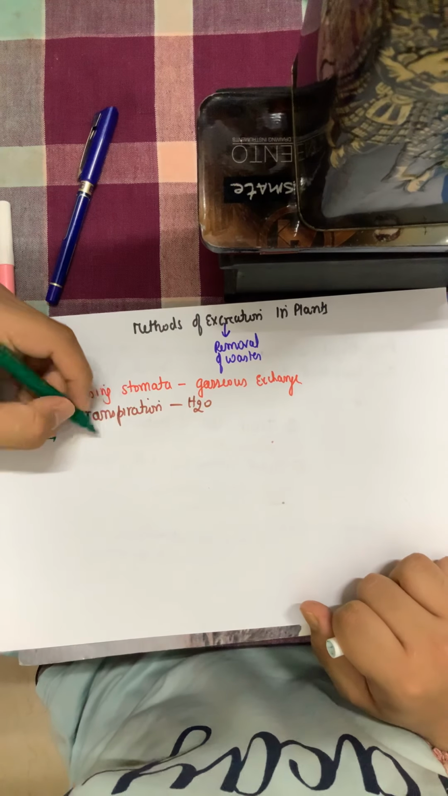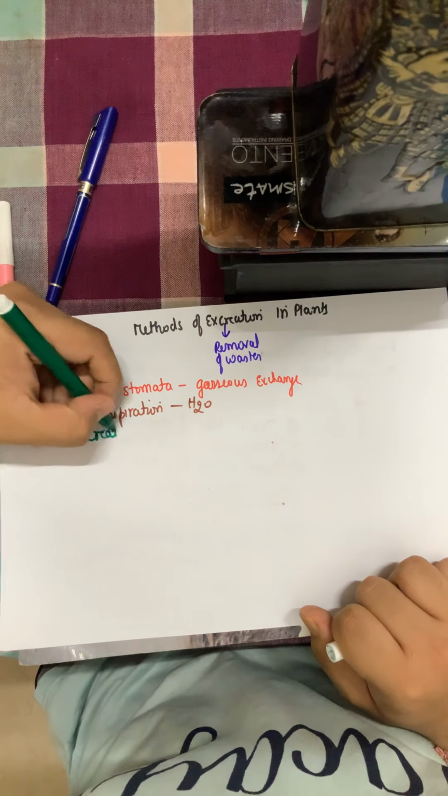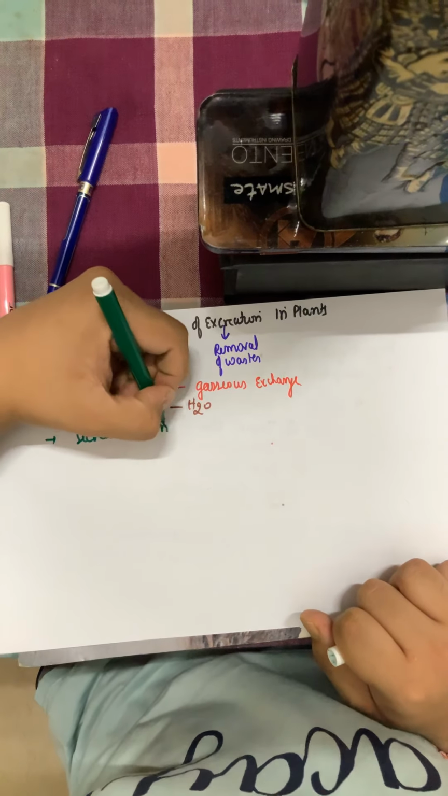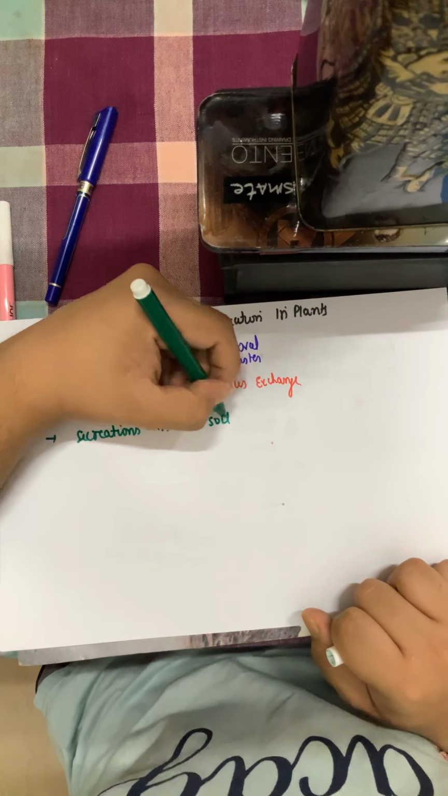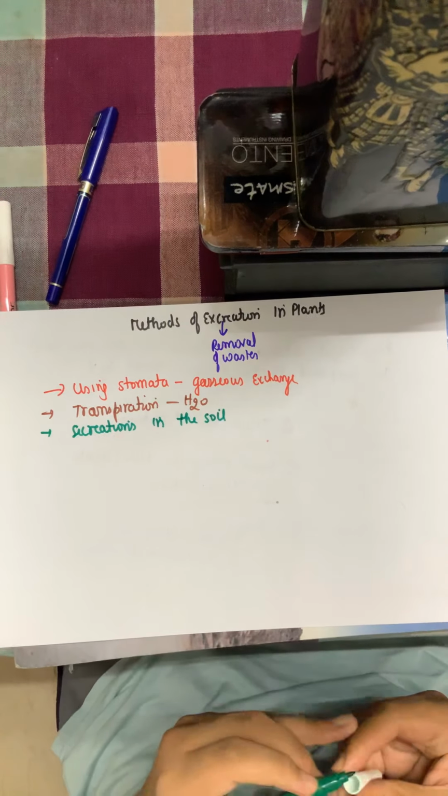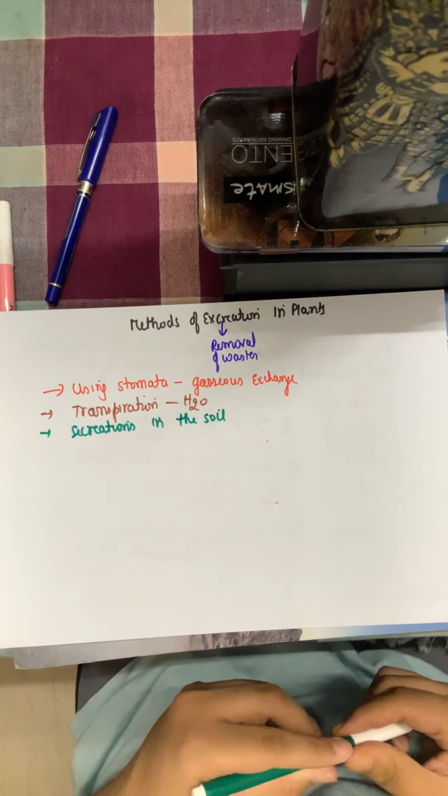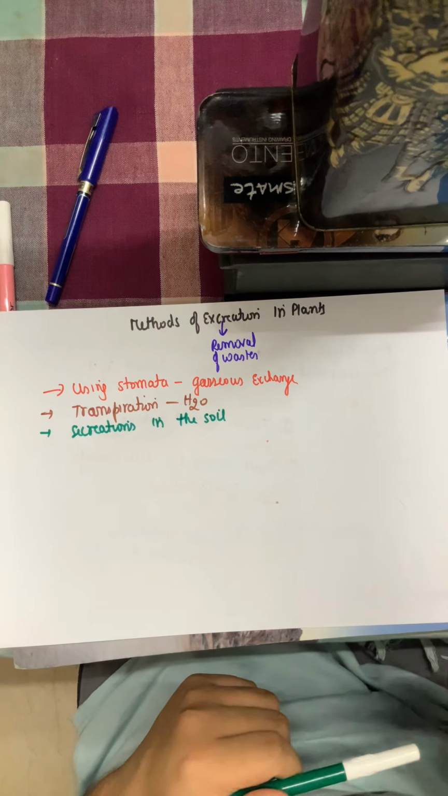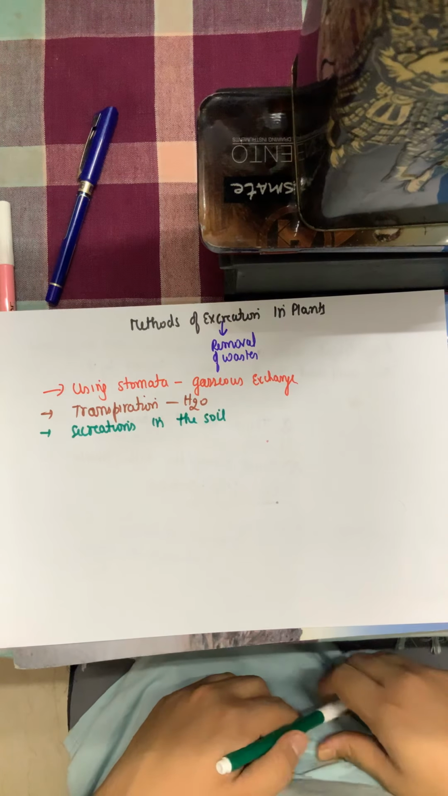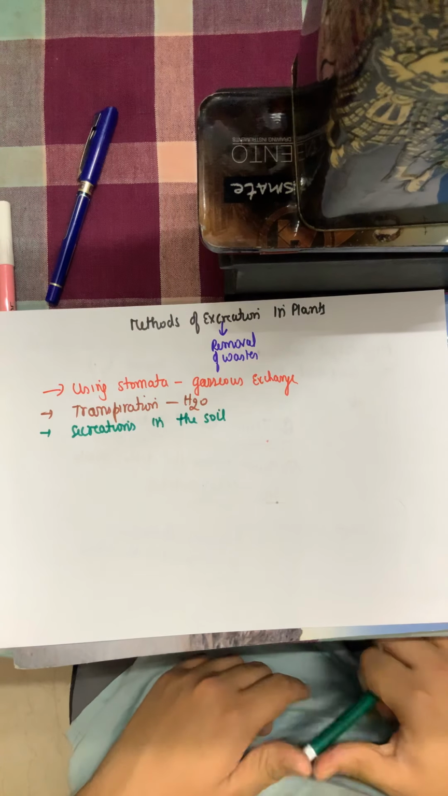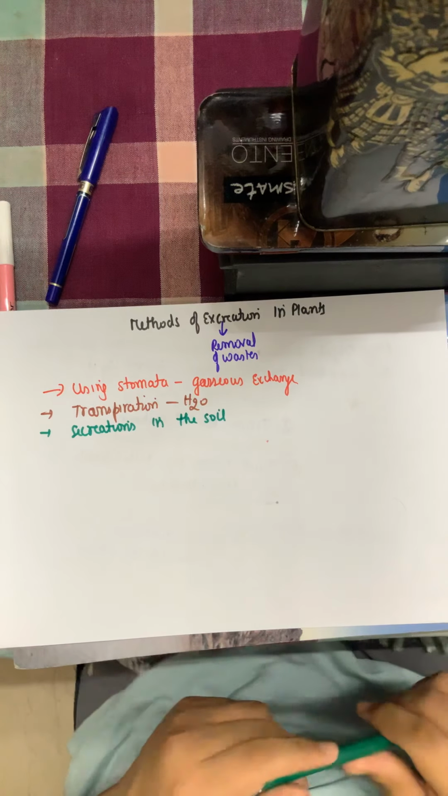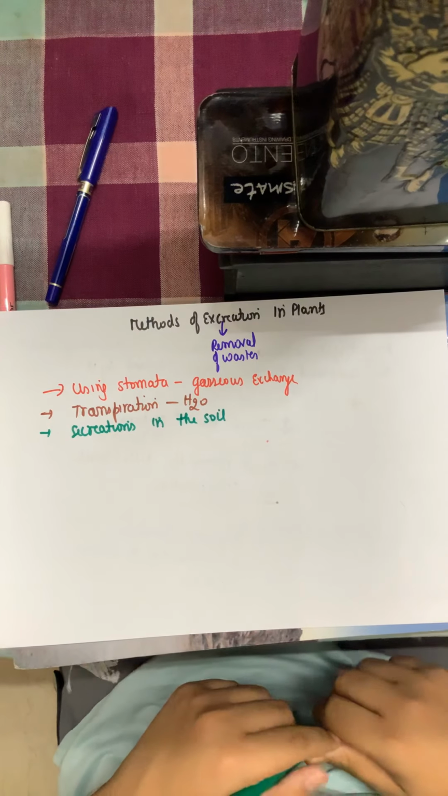Next method is secretions in the soil. Sometimes plants also have some chemical secretions, some chemical compounds which are actually secreted directly into the soil. We don't realize it, but sometimes unwanted chemicals are directly penetrating into the soil from the root of the plant.